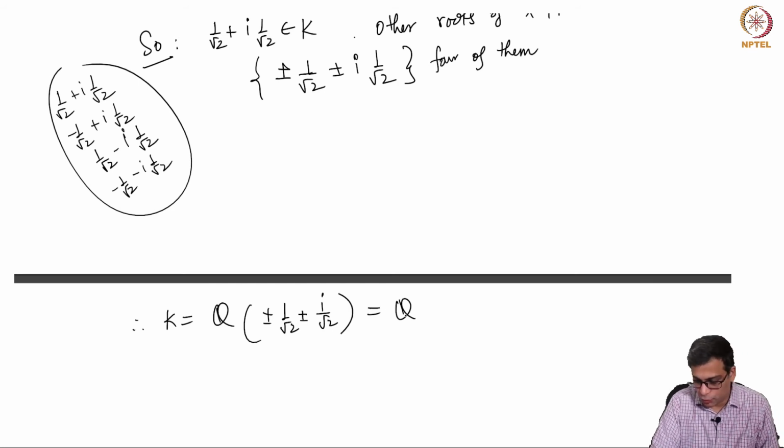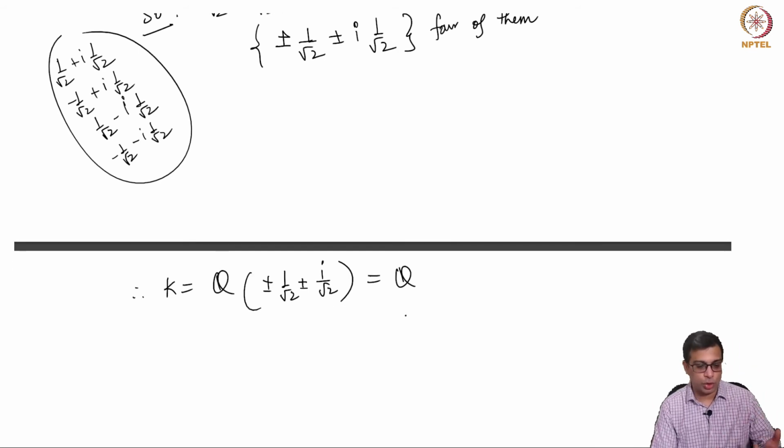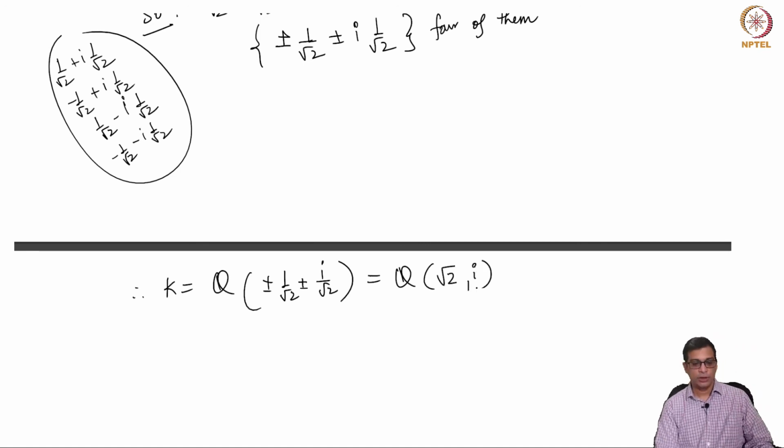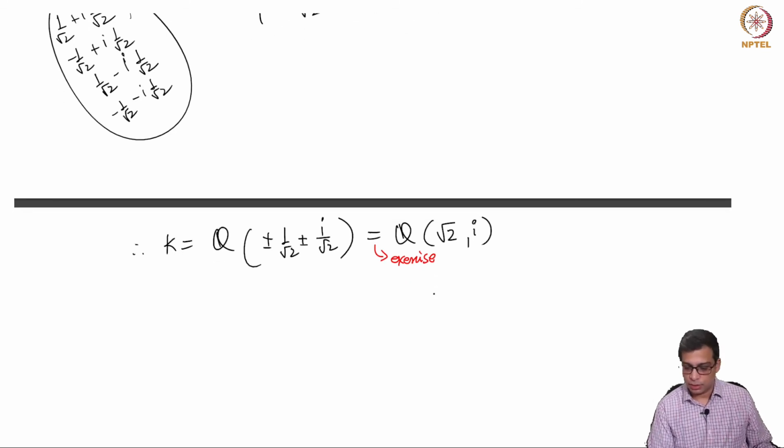But then if you think about this, both √2 and i must be there, because, for example, you can add the first two here, and that gives you 2 times i times 1/√2, so √2 i. So you can play with these things and conclude that both √2 and i are there. Once √2 and i are there, all of them are there. This is a little exercise for you, which you can easily do by manipulating these elements.